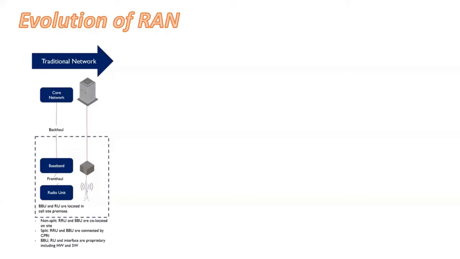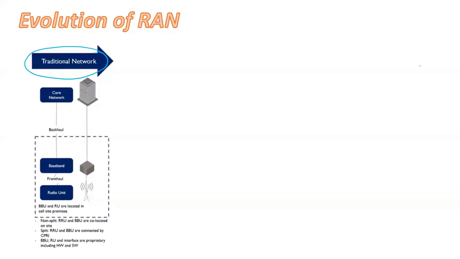In the RAN evolution, first we have seen the traditional network. This is the traditional RAN architecture that has been used for many years for technologies from 2G up to LTE. It consists of separate baseband and radio units, which are connected through dedicated fiber or copper cables. In the cell sites, the baseband and the RRU are located in the cell site premise.